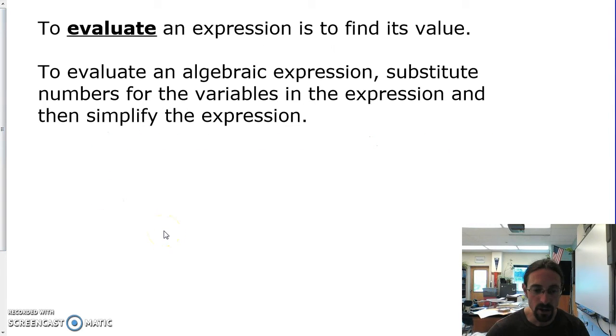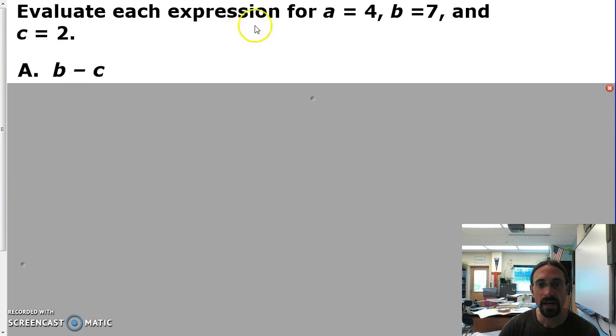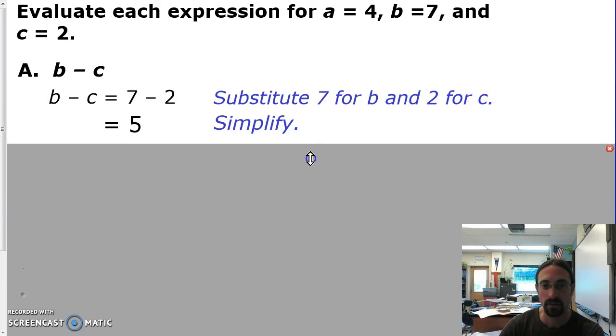All right, to evaluate an expression means, hey, take these numbers and plug them into the expression. So you've got a variable in your expression. Now we're going to plug values in and evaluate the expression for several different things, like I did with the driving. 0 hours, 1 hour, 2 hours, etc. So evaluate each expression for A is 4, B is 7, and C is 2. Okay, well, let's substitute. 7 for B minus C is 2. 7 minus 2 is 5, right? You get the idea. Simplify.